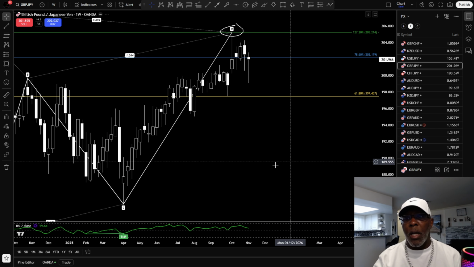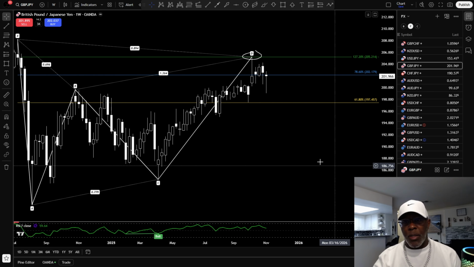Okay, one more and then we'll get out of here. Area of interest, this is pound yen.